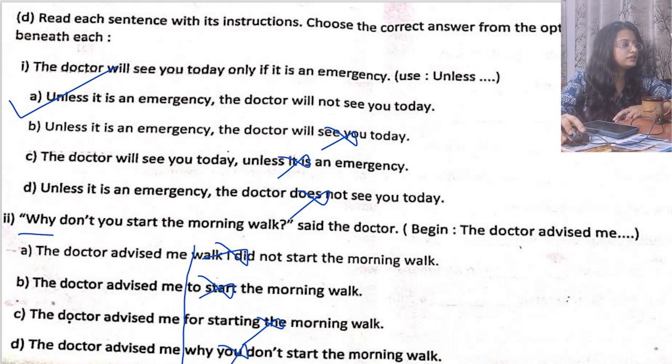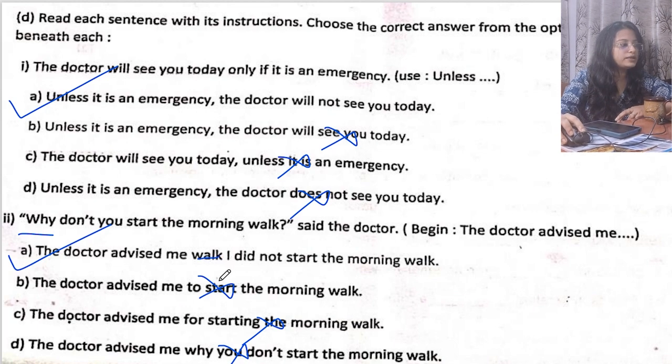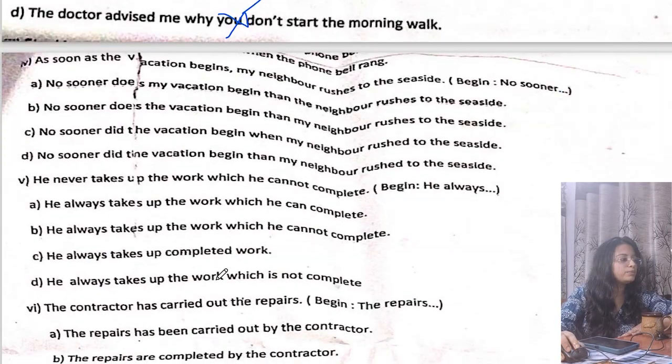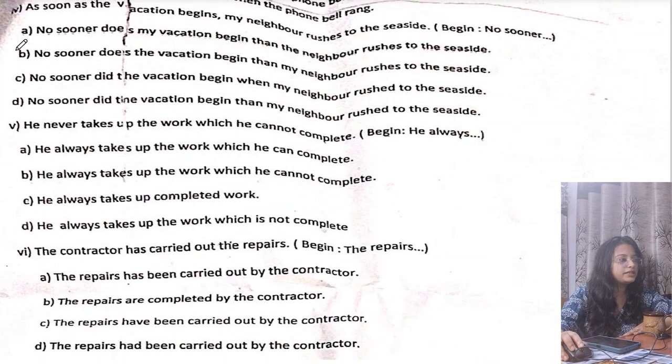Achha, I believe they have made a typing mistake over here. This should be why, not what. Why I did not start the morning walk. Only this answer is correct if I accept this walk part as why, right? Then it is correct. Otherwise, this is also incorrect. No correct answer you have in your question. Next, number 3, he possibly has missed it out. We will know number 4.